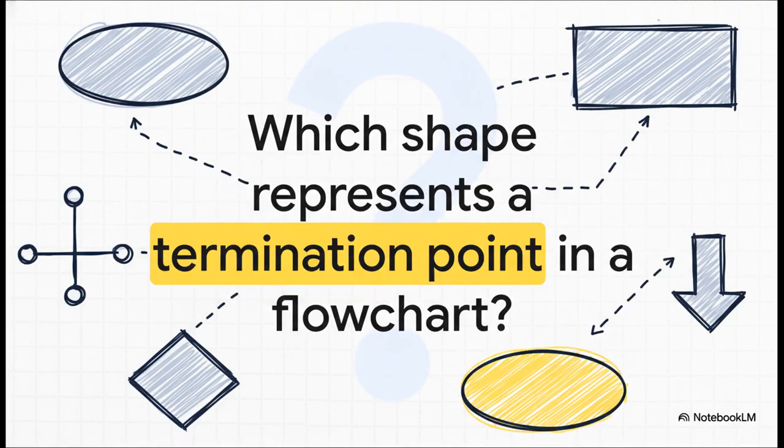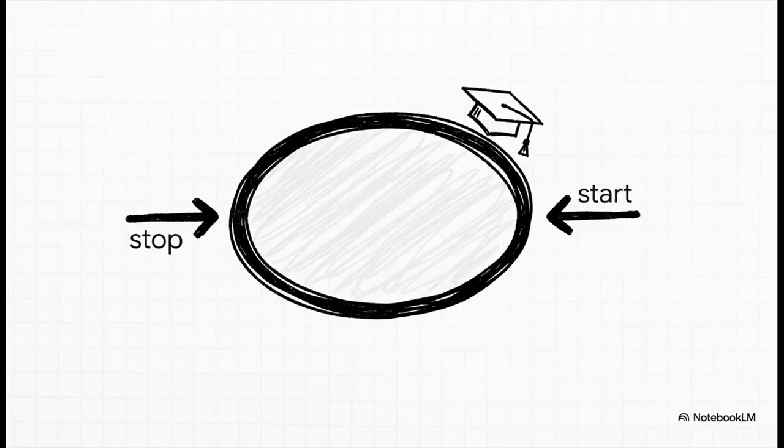All right, question number 2 for you. Which of these shapes is used to represent a termination point in a flowchart? Is it a rectangle, a diamond, an arrow, or an oval? Think carefully about this one, we talked about it. The correct answer here is D, oval.